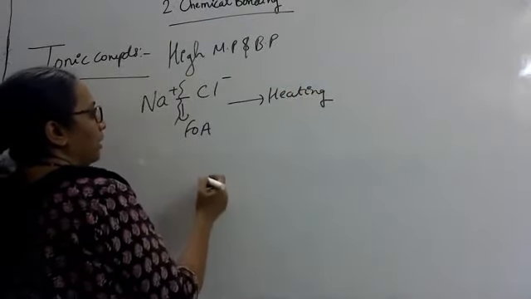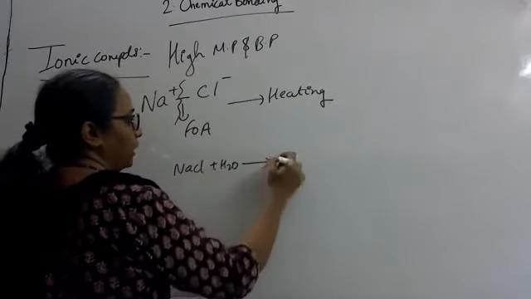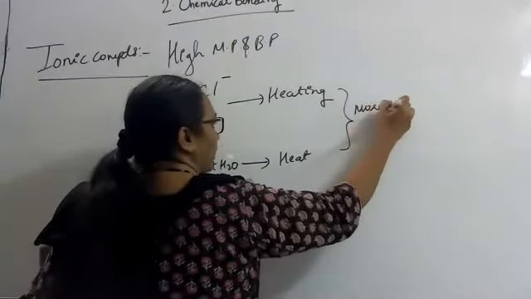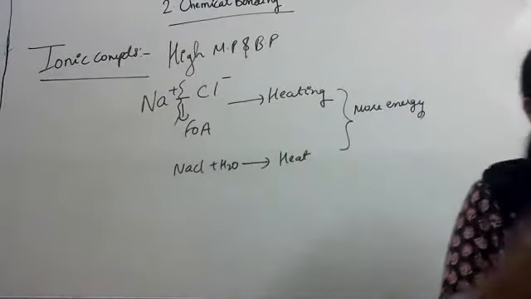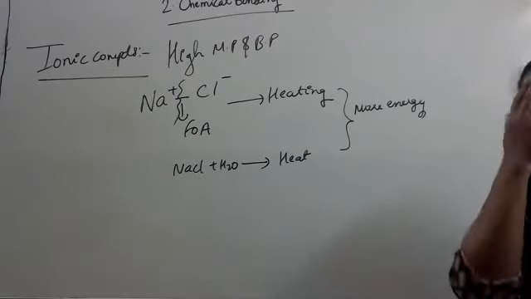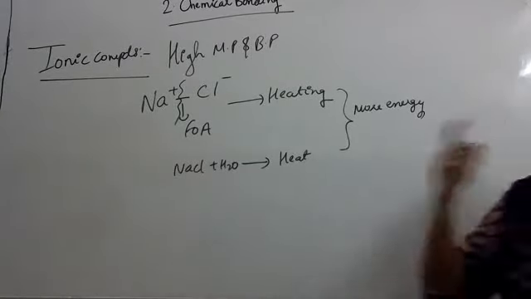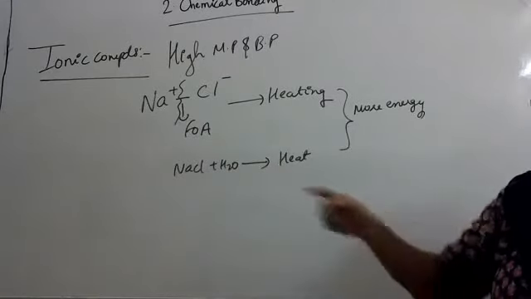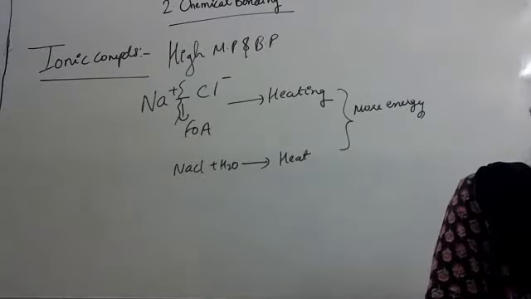Or when you take NaCl, dissolve it in water, prepare a sodium chloride solution, and when you heat it, in both cases more energy is required. More energy means more heat energy. More amount of heat is required so that a complete clear salt solution is formed. Similarly, in case of melting sodium chloride, that time also a high amount of heat energy is required to break this bond completely. Hence, they have a high melting and boiling point.